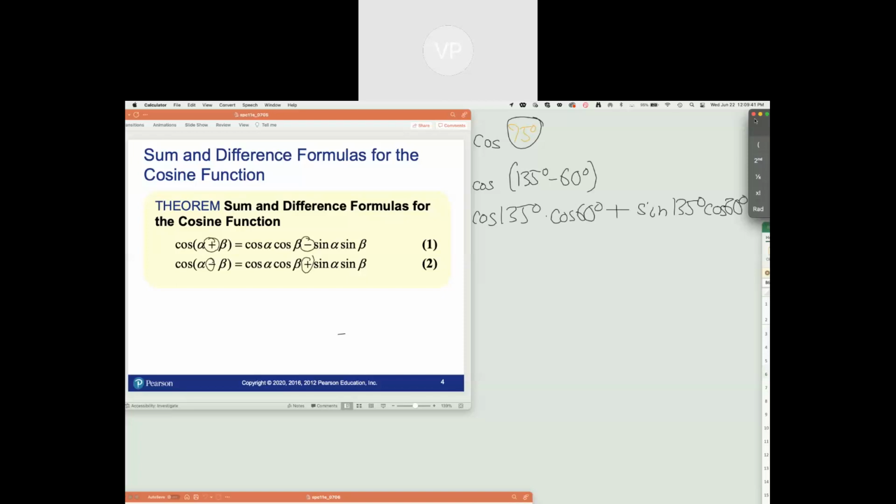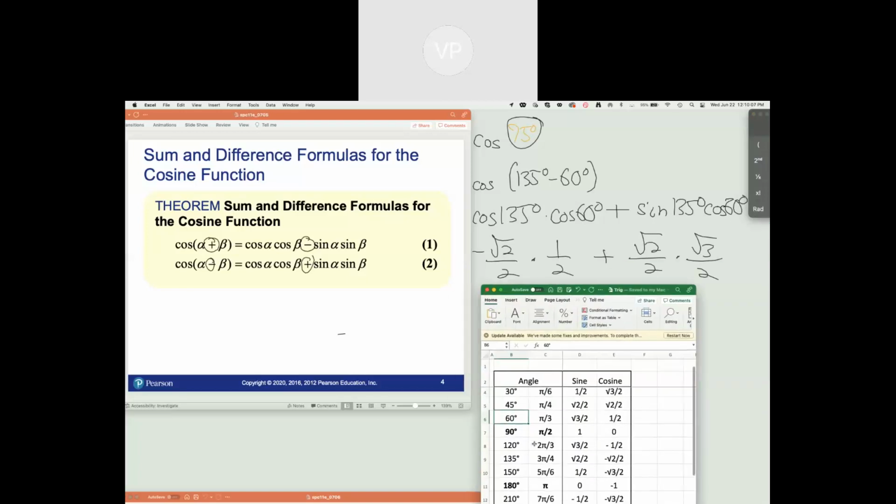Okay? Now, I like this because it makes you start to think, do I know what the answers are? We get a negative root 2 over 2, and we have a 1/2. Here we have a positive root 2 over 2, and the sine of 60 is root 3 over 2. Now, I'm hoping when you're doing your homework you know these by heart, but I'm going to do a quick check. Don't write them down, but let's look in my table. Cosine of 135, there's my negative root 2 over 2. The cosine of 60, yes, there's my 1/2. The sine of 135, positive root 2 over 2. And the sine of 60, square root of 3 over 2.